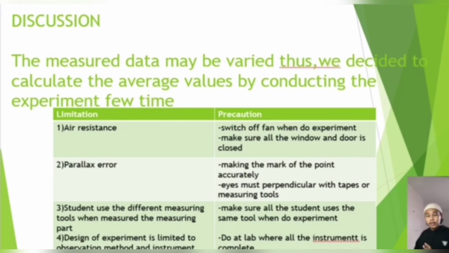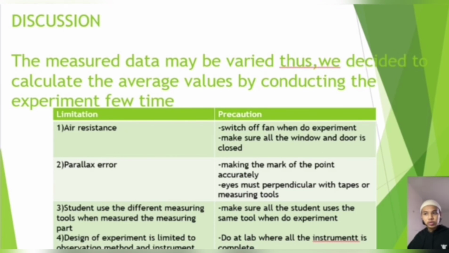Now we go to the last section, that is the discussion. The measured data may be very varied. We decided to calculate the average by conducting the experiment 3 times, because in this experiment we have analyzed 4 limitations. First is air resistance. Our precaution is to switch off the fan when doing the experiment and make sure all the windows and the door are closed. The second limitation is parallax error. Our precaution is making the mark on the point accurately. Eyes must be perpendicular to the tape or measuring tool.